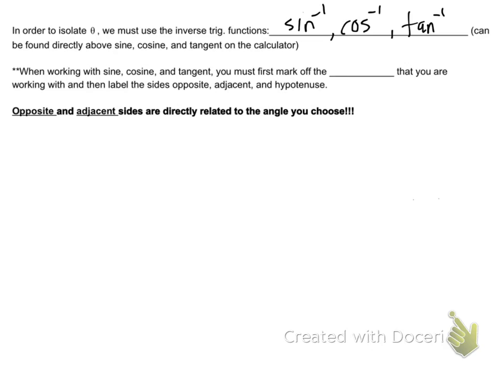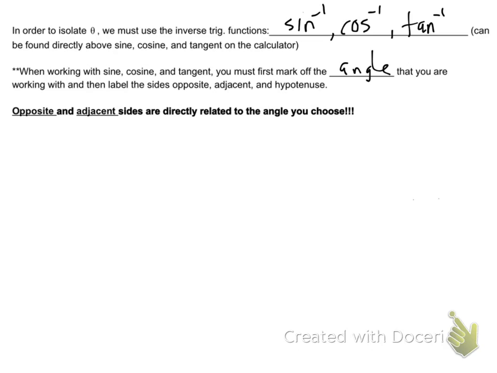Now, when working with sine, cosine, and tangent, you must first mark off the angle that you are working with, and then you may label the sides opposite, adjacent, hypotenuse. For your first several problems using sine, cosine, and tangent, I think it'd be very helpful if you established the angle by saying this is my angle, and actually writing opposite, adjacent, and hypotenuse on the appropriate sides.